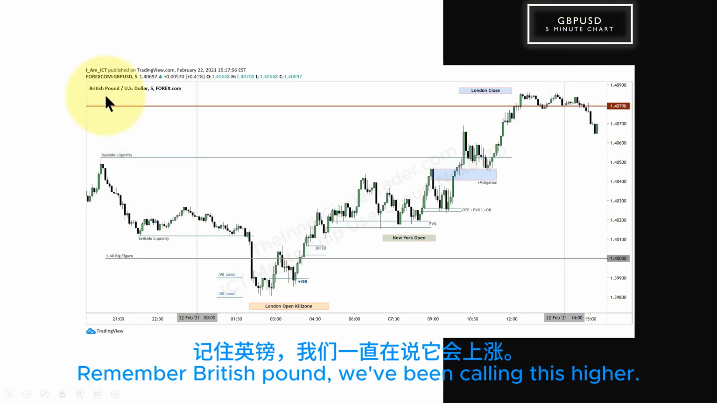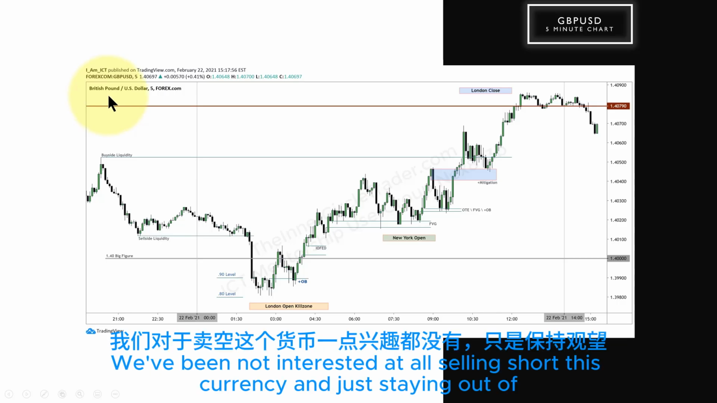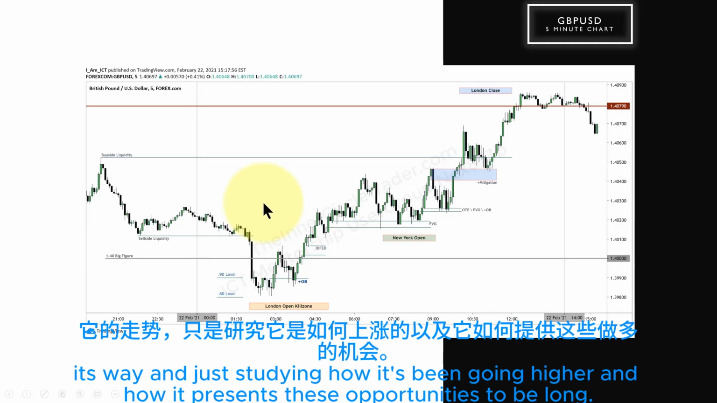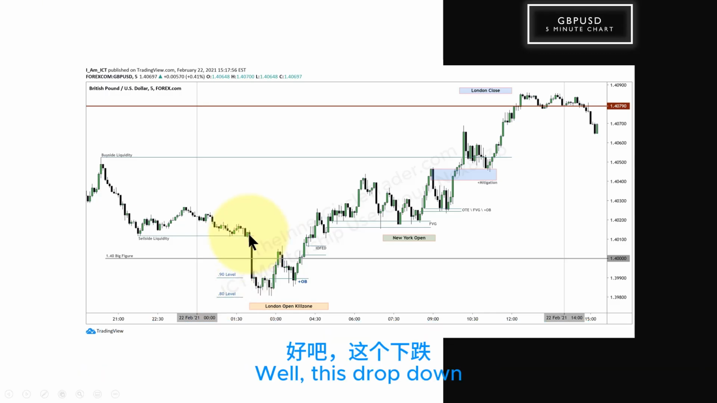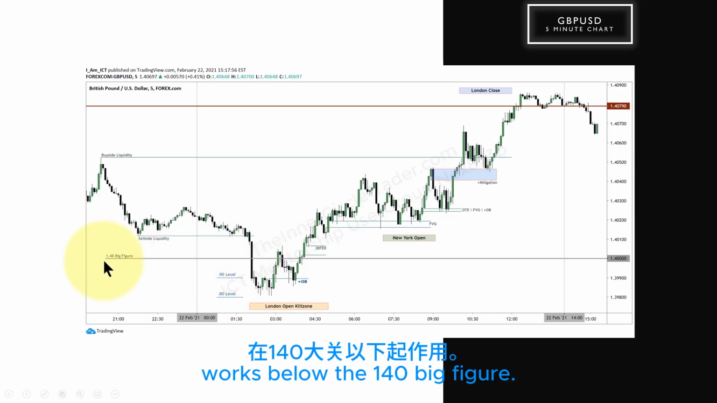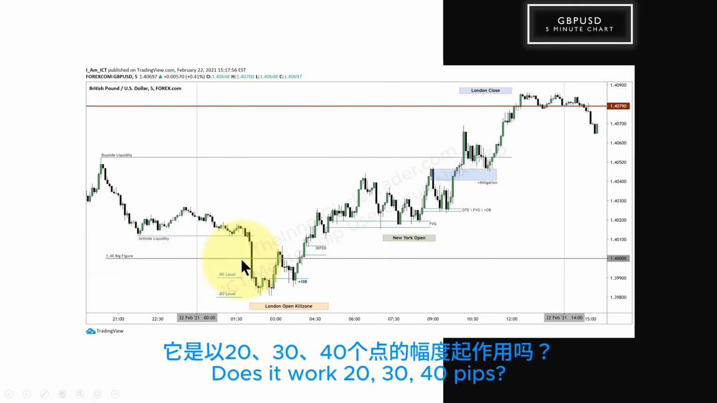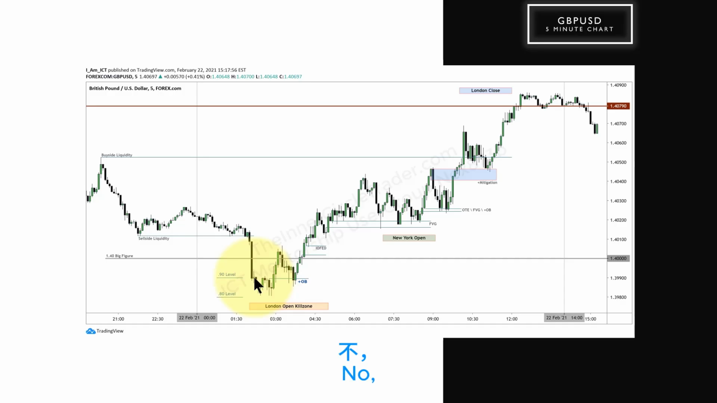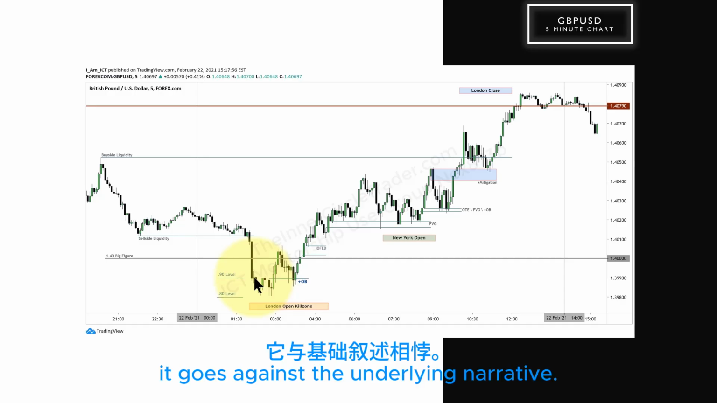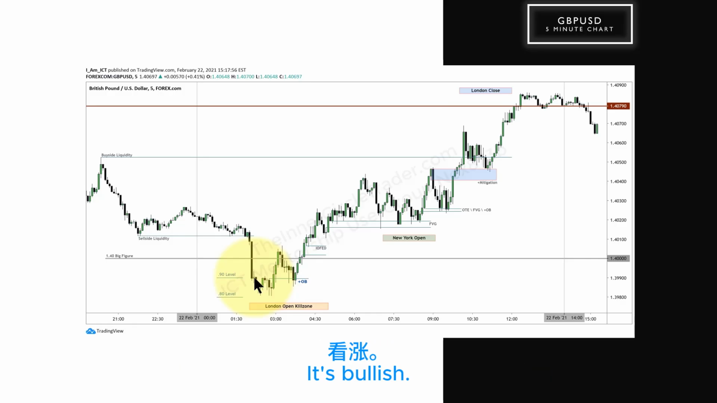Remember, British pound, we've been calling this higher. We've been not interested at all in selling short this currency, just staying out of its way and studying how it's been going higher and how it presents these opportunities to be long. Well, this drop works below the 140 big figure. Does it work 20, 30, 40 pips? No. It goes against the underlying narrative. It's bullish. So what is it doing?